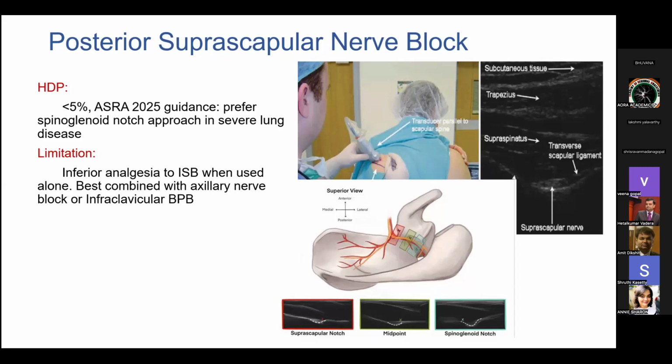If you block here, the analgesia and anesthesia are the same, but we reduce the incidence of pneumothorax. The limitation of the posterior suprascapular nerve block is that the analgesia is inferior compared to the interscalene, but we can combine it with an axillary nerve block or an infraclavicular brachial plexus block to attain the analgesia.